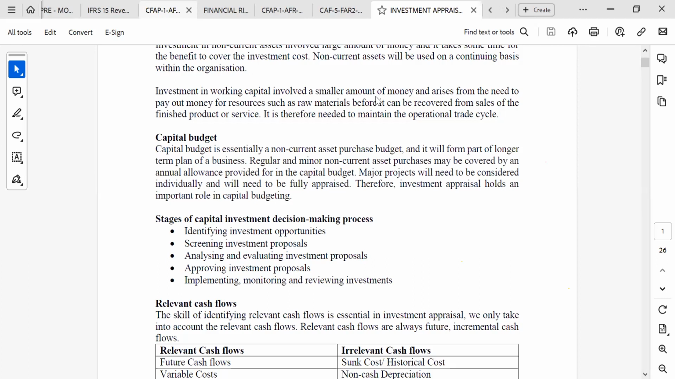All the investment appraisal techniques, we are going to be using cash flow. It's only accounting rate of return that we don't use cash flow. We use only profit. So for all the investment appraisal techniques, we'll be using cash flow. Which type of cash flow will we be using? We will be using relevant cash flow.